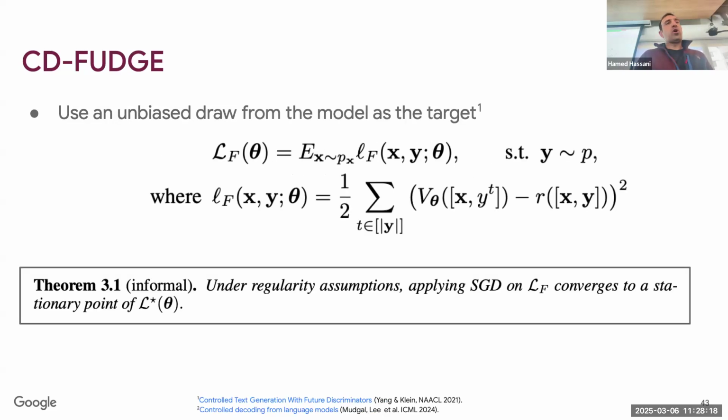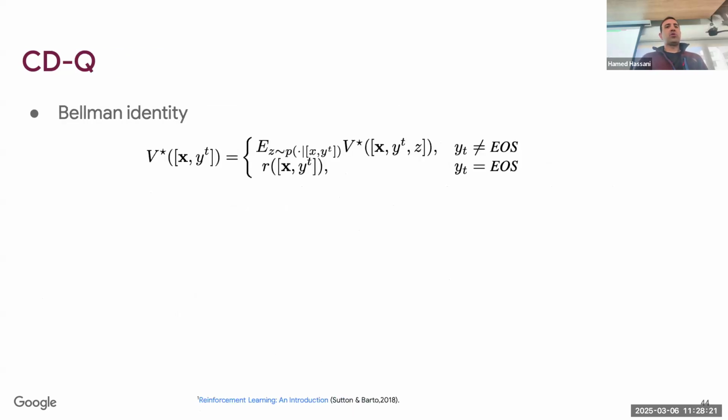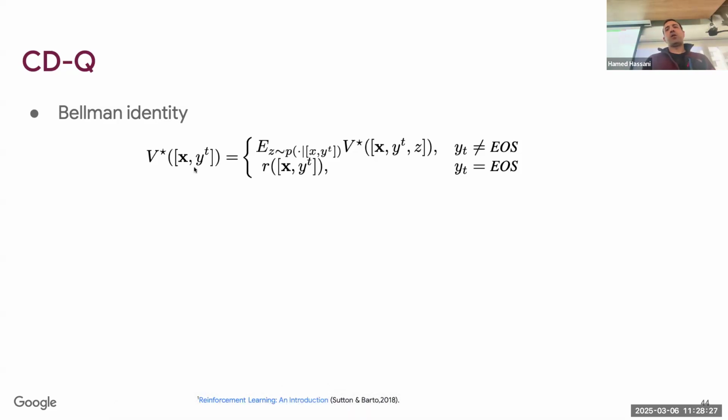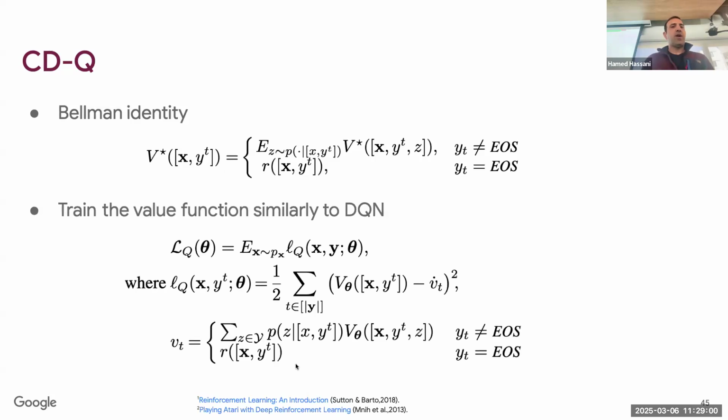Now that we know what we are actually after is a value function, we can do what we call CDQ. We can go back to the Bellman identity, which is nothing but the law of total probability. The value of x and y_t is equal to the expectation, over the next token z drawn from the model, of the value of x and y_t with the next token. This holds as long as we haven't finished decoding; if the decoding is finished, the value has to be exactly equal to the result. So we can use this Bellman identity to train a value function.